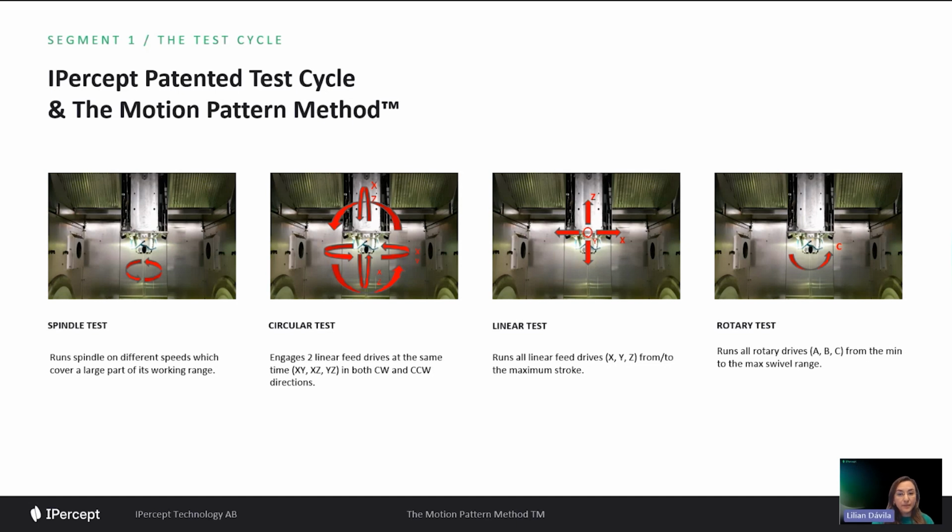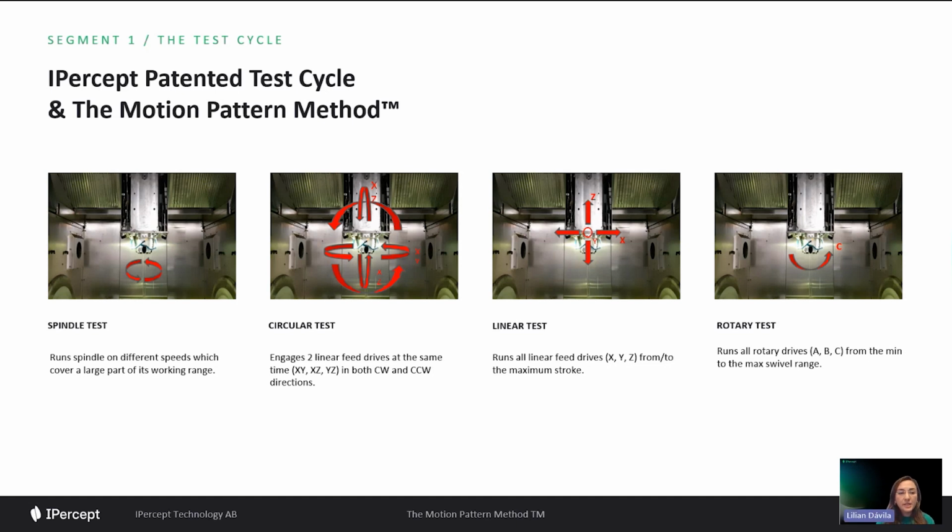So first, we have the spindle test. This runs each monitored spindle across different speeds, covering its working range. Then we have the circular test. This one engages 2 linear feed drives at the same time, making a circle and going through each of the planes. So X, Y, and then Y, Z, and X, Z, both clockwise and counterclockwise directions.